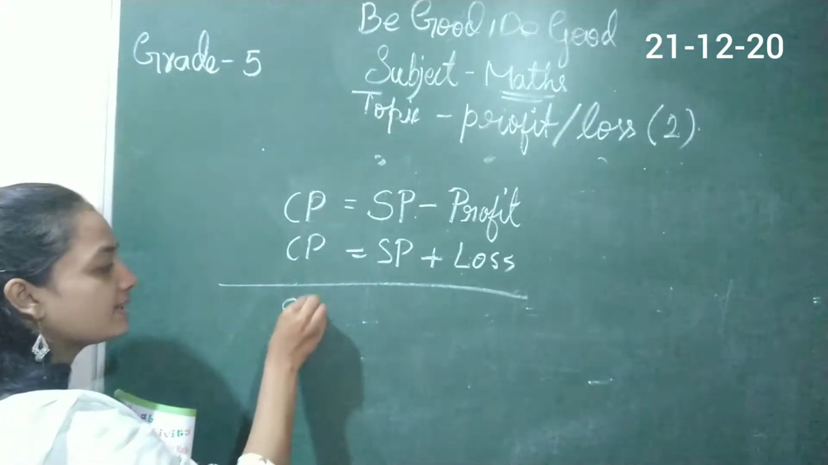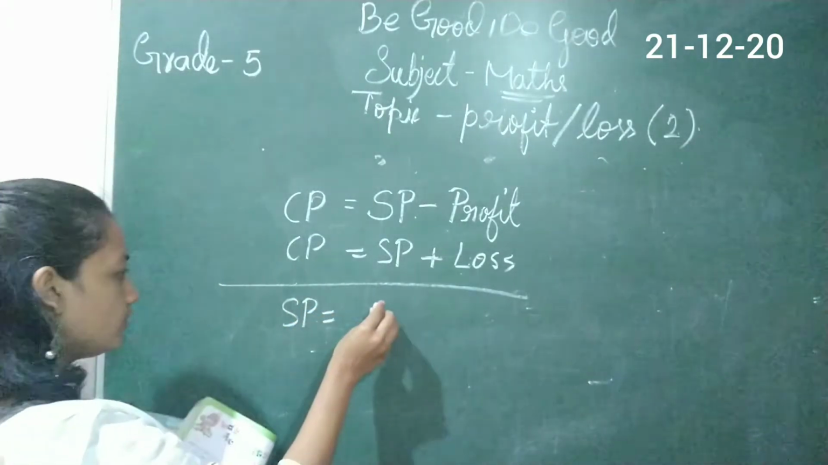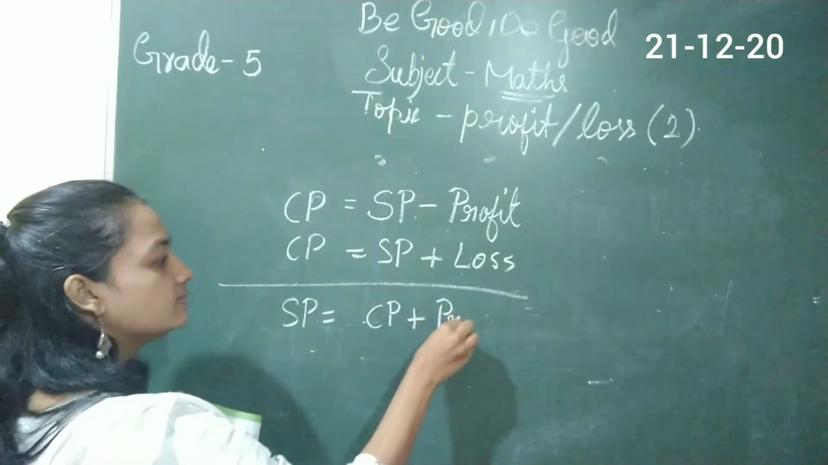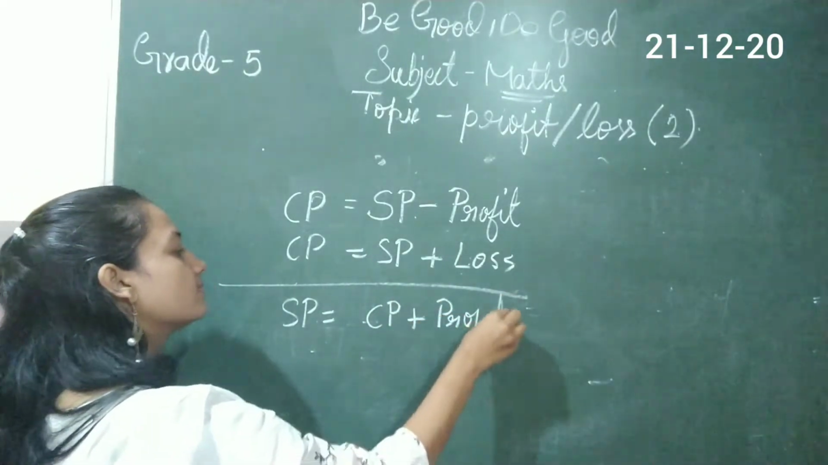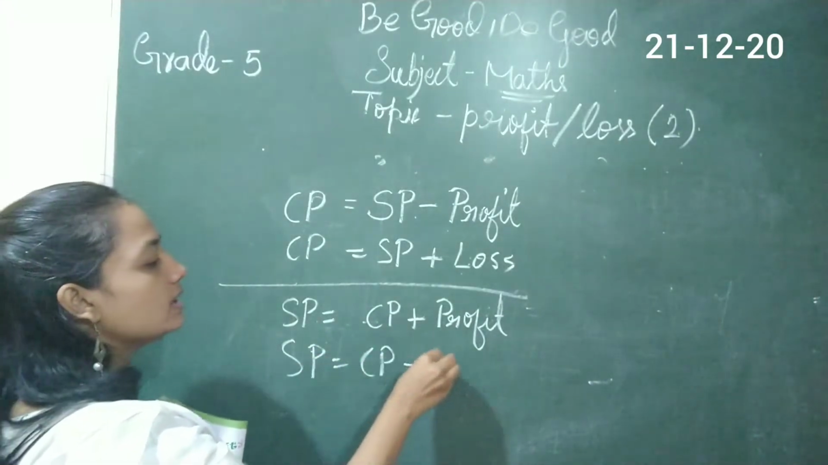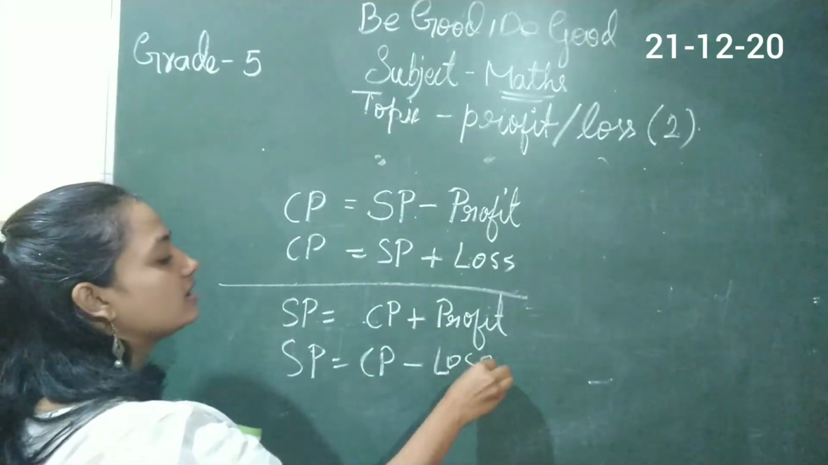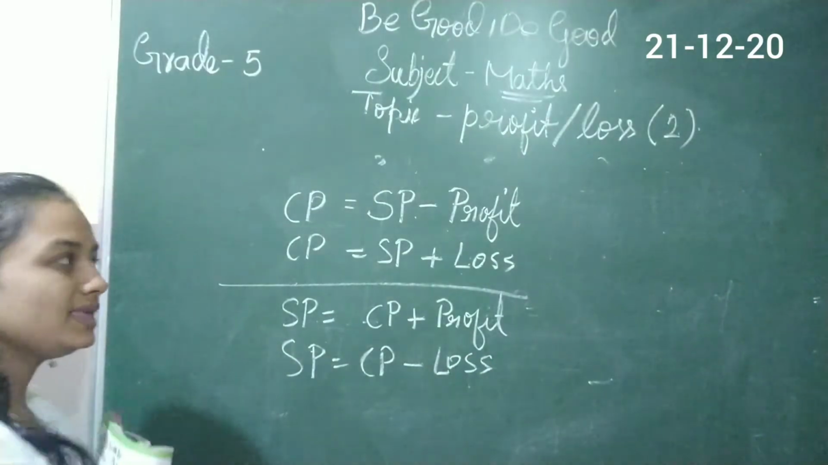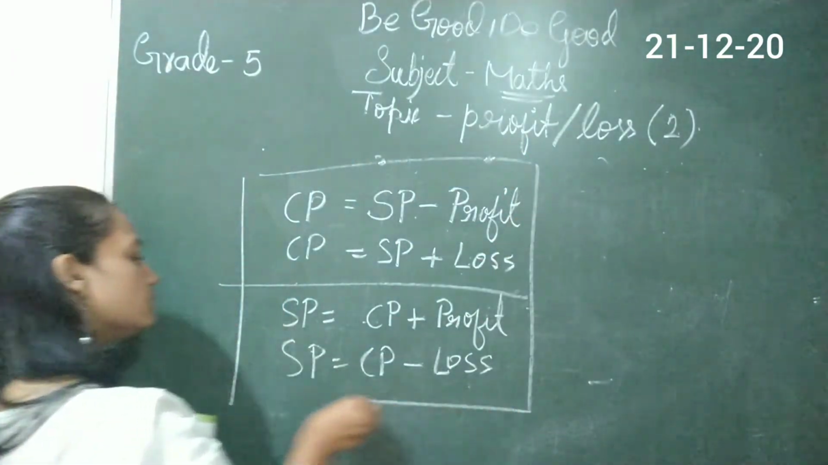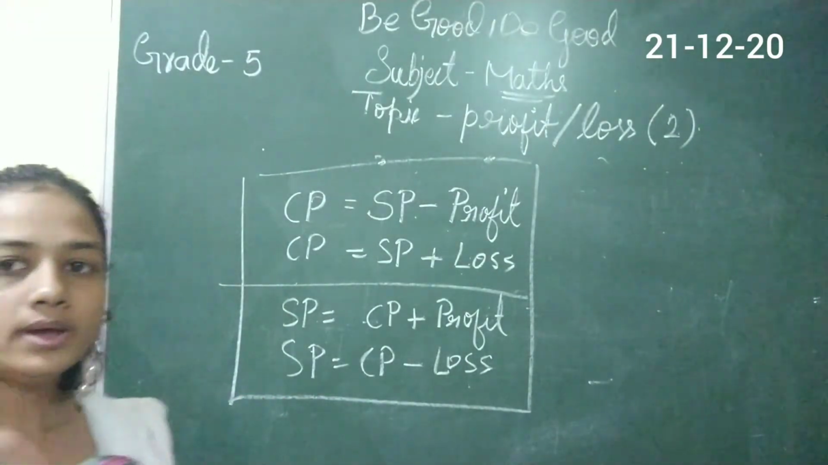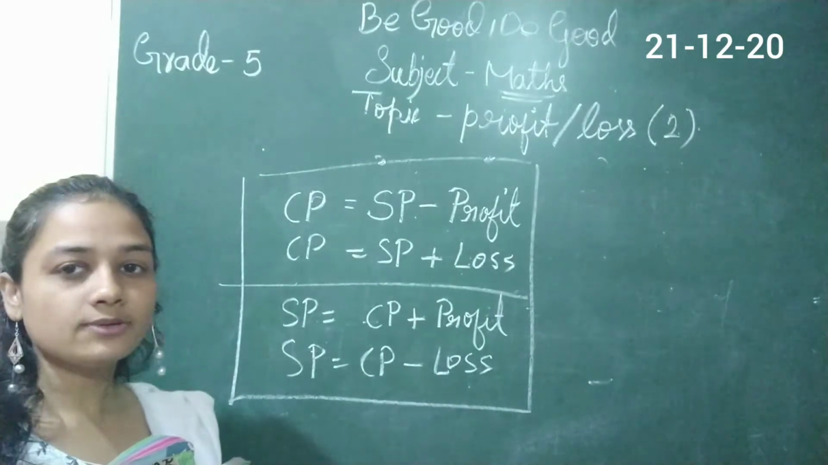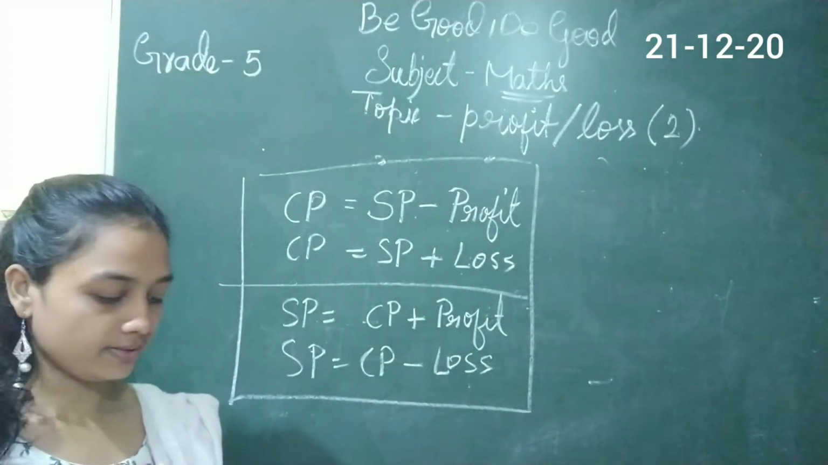Now for selling price finding. For selling price, you will add the profit. And for selling price, you will subtract the loss. So these are the 4 important formulas which you have to keep in your mind. When you know these formulas, you will be able to do the sums.